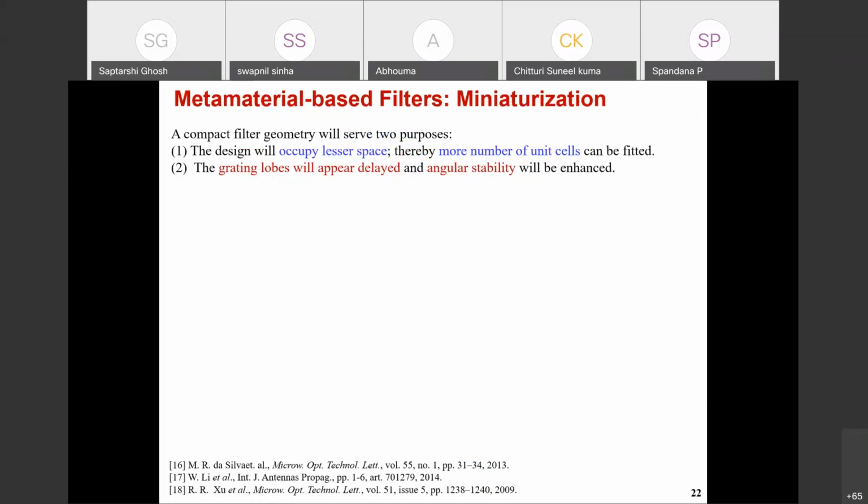But if you are going to put multiple unit cell geometries in a particular place, then this space is limited. If we put more and more unit cells, then this place will behave as close to an infinite geometry. Therefore, if you make the geometry size smaller, more unit cells can be fitted in that limited size, and it will be mimicking the ideal metamaterial based filter.